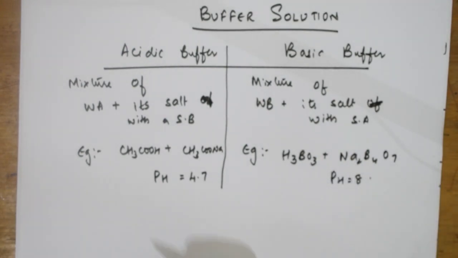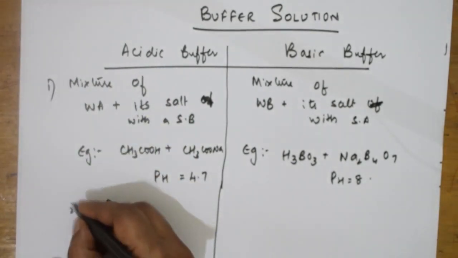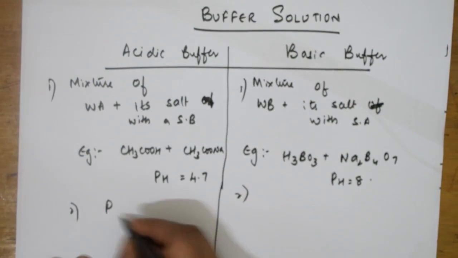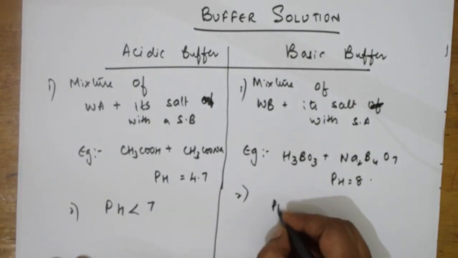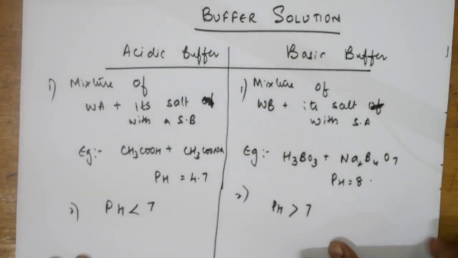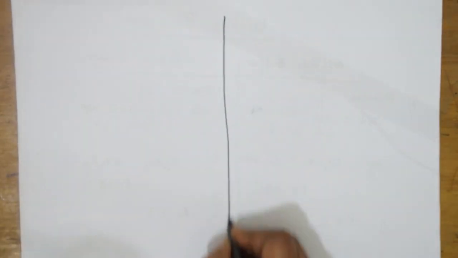So for such solutions, for acidic buffers, pH will be less than 7. For basic buffers, pH will be greater than 7. Now the next important thing: we calculate the pH of the acidic buffer, and the pOH of the basic buffer.